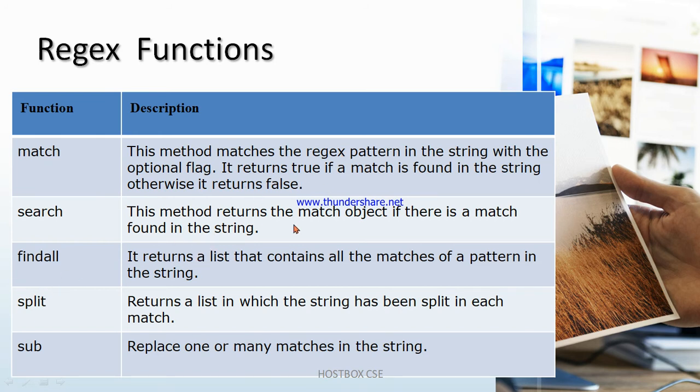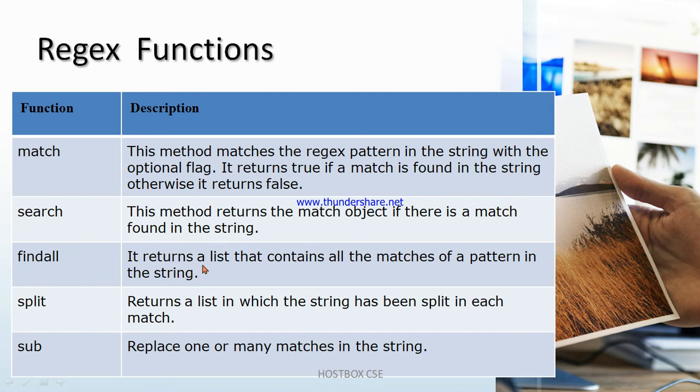Next is search. This method returns a match object if there is a match found in the string. For example, in the string "hello how are you" I am searching for "how". If it is available, it will go and search and find it. If it is not there, it won't give any answer.